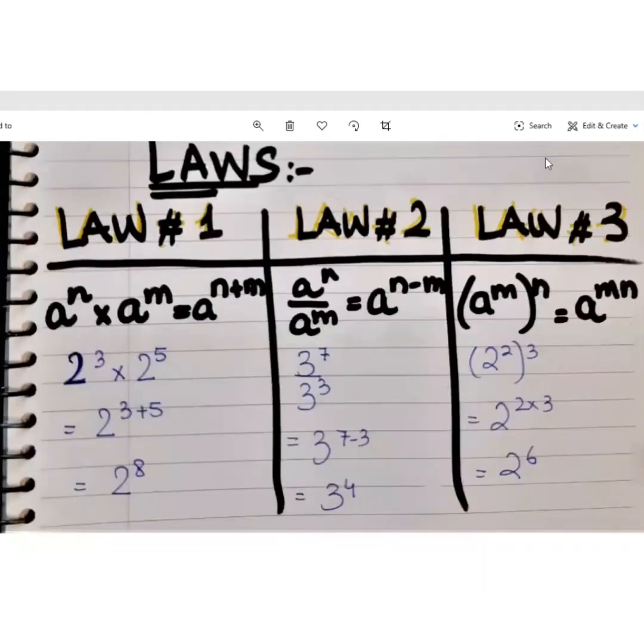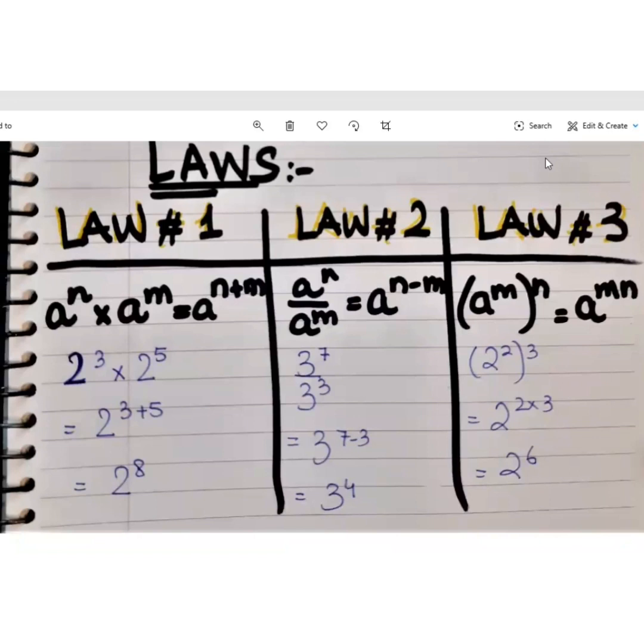So now we're ready to move into the laws of indices. Law number 1 states that when we are multiplying indices having the same base, we add the powers. So for example, we have 2 raised to the power 3 multiplied by 2 raised to the power 5. क्योंकि इनकी base same है, तो हम क्या करेंगे, इनकी powers को add कर लेंगे. So we'll get 2 raised to the power 3 plus 5, which gives us 2 raised to the power 8.